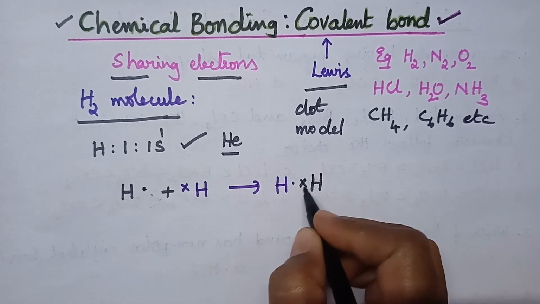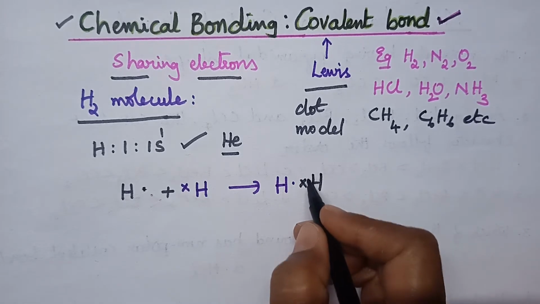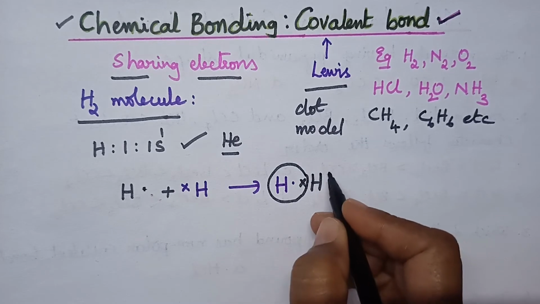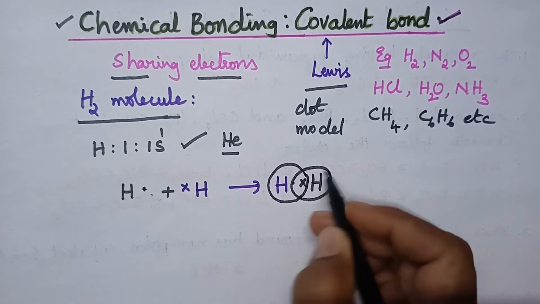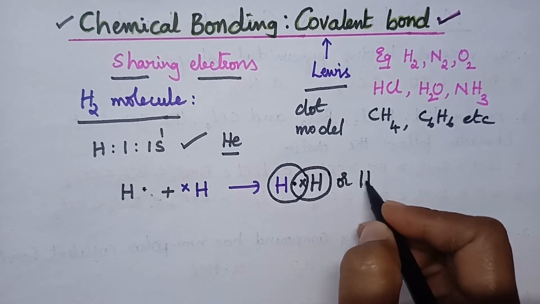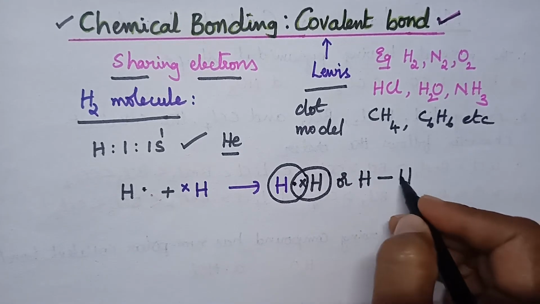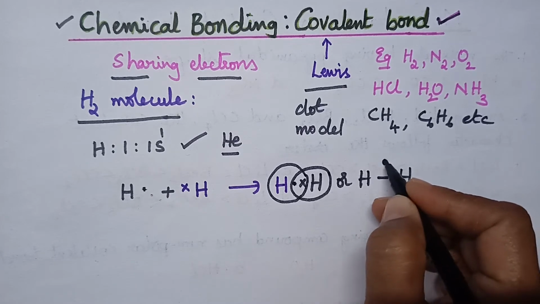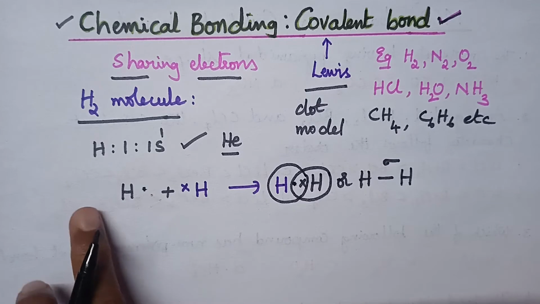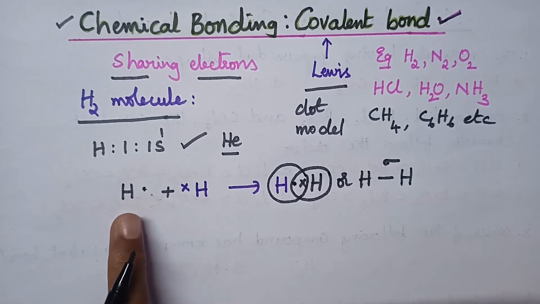And the electron pair becomes the common property for both hydrogen atoms and both hydrogen atoms acquire stability. So, a single bond is present between the two hydrogen atoms and it is a sigma bond. Is it clear about the formation of hydrogen molecule, students?